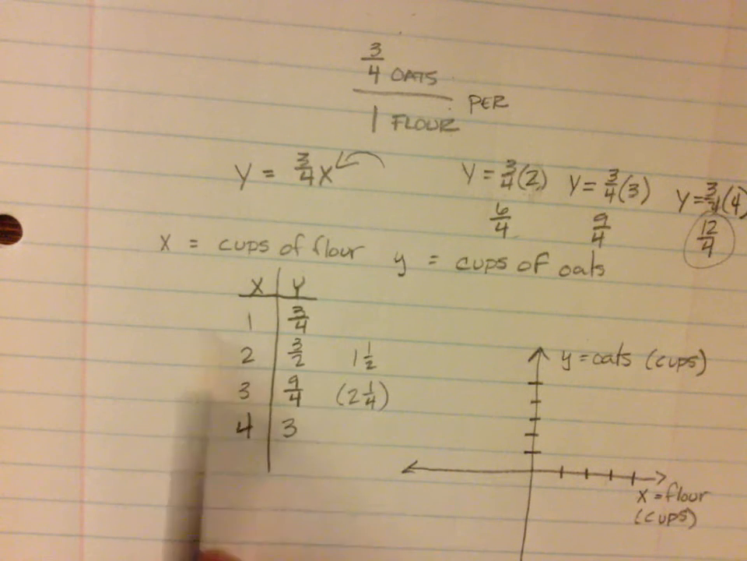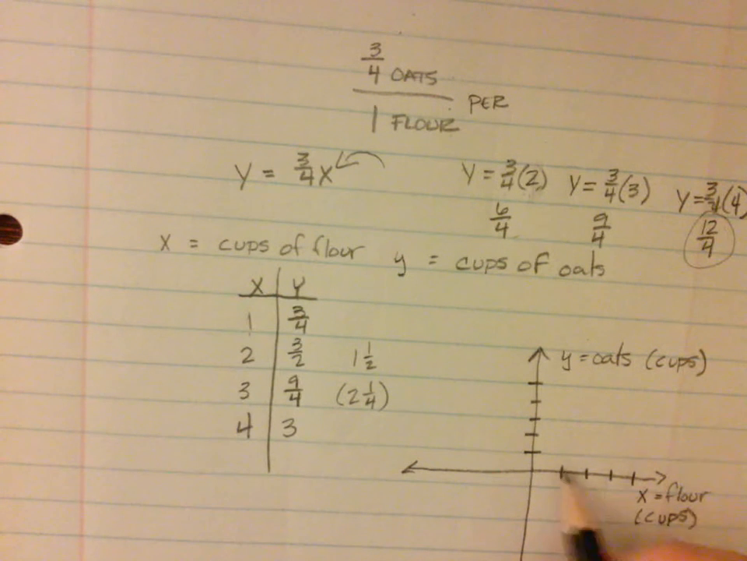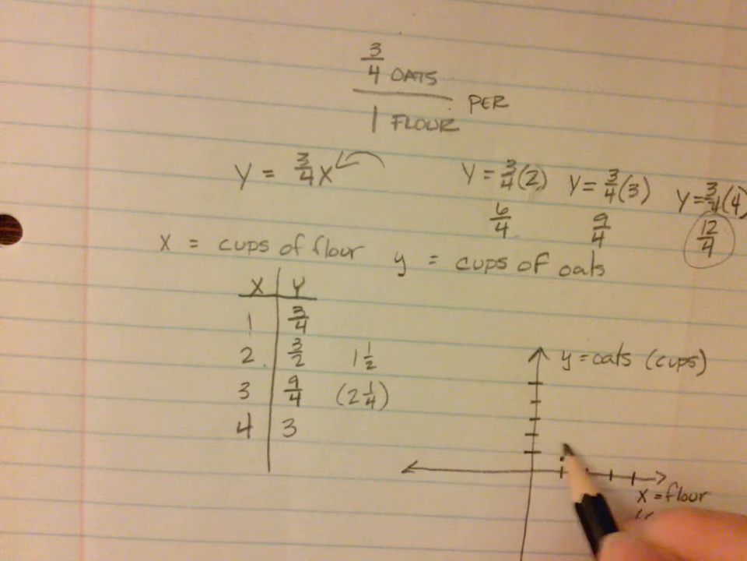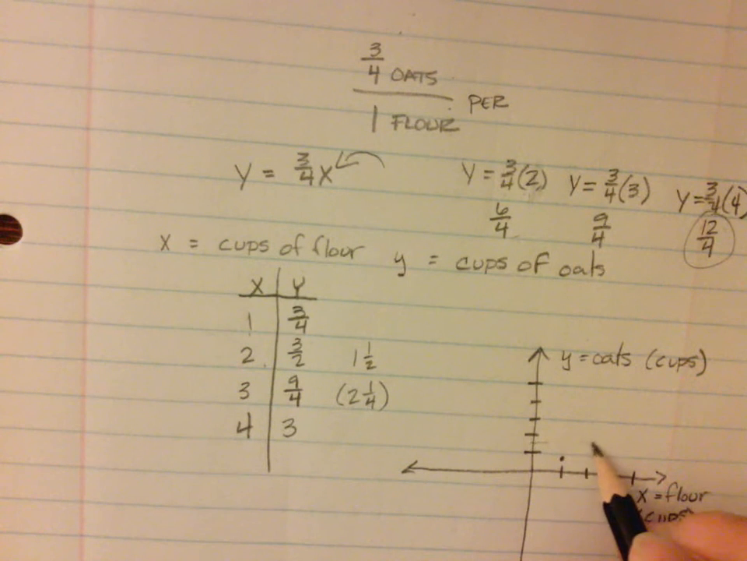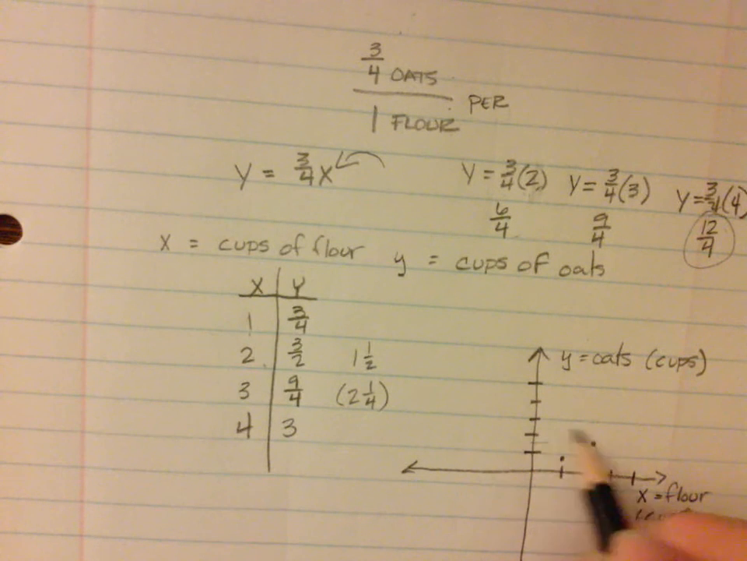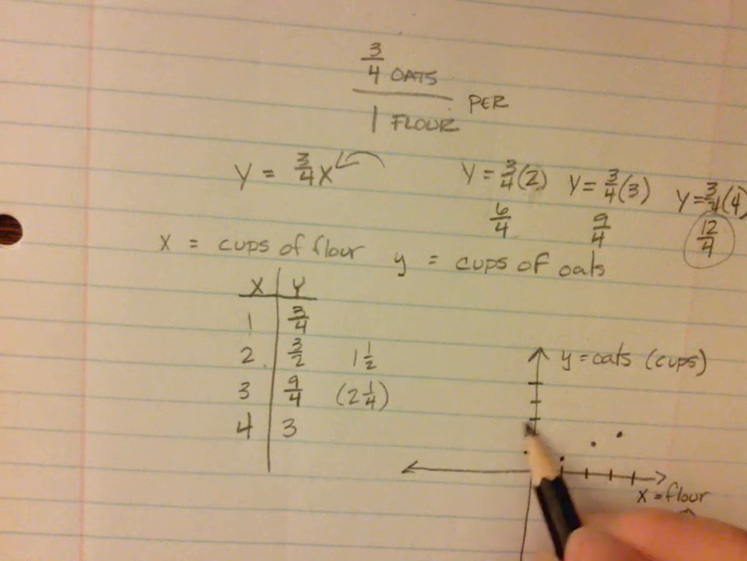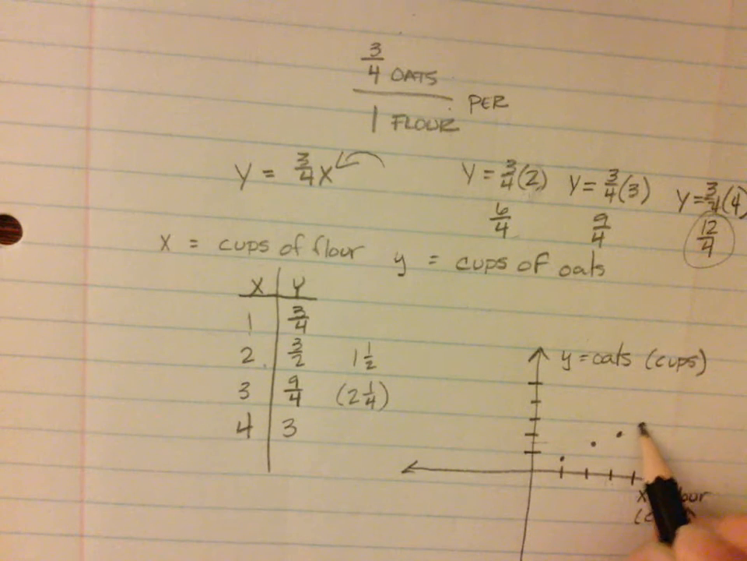Okay, so now let's graph these points. When I have 1 cup of flour, I have 3/4 of a cup of oats, so that's just below that 1 cup line. When I have 2 cups of flour, I have 1 1/2, which is right about here for my Y value. When I do 3, I have 2 1/4, which would be just a little above that line. And then when I have 4 cups of flour, I'm using 3 cups of oats. And that would be right on that line.